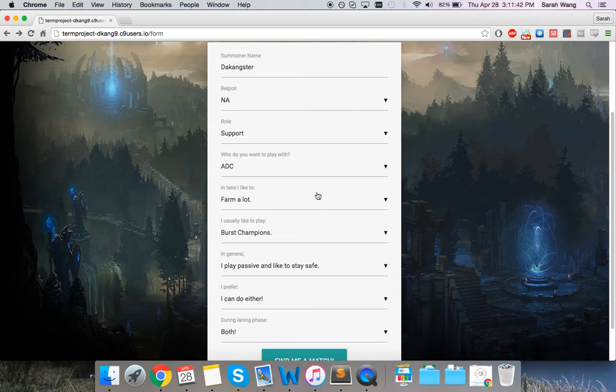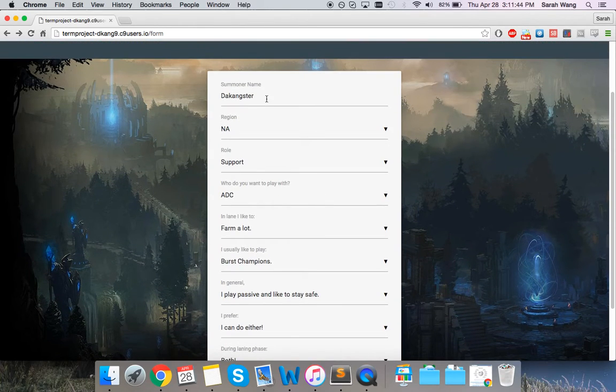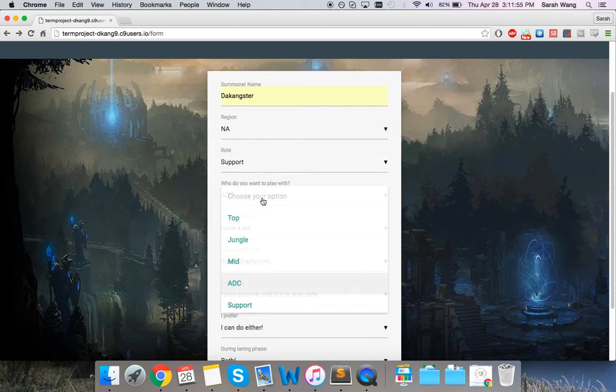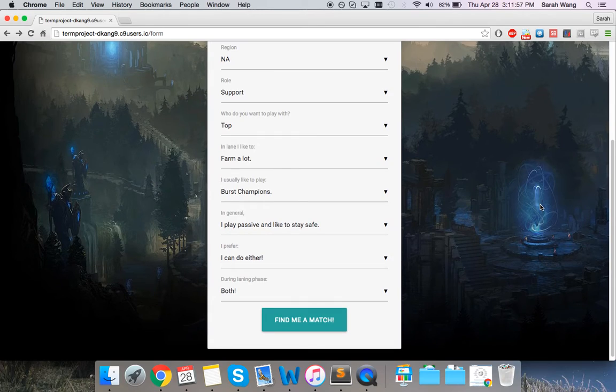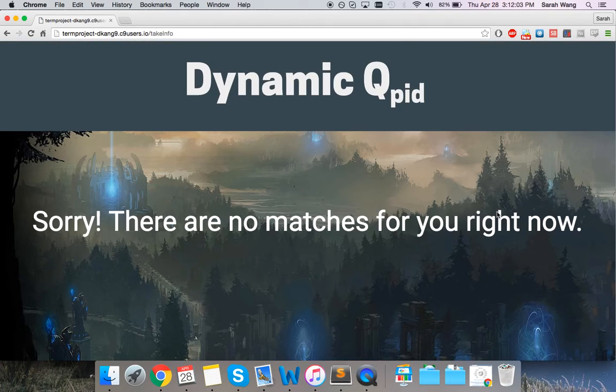If there isn't a match for you, let's say I'm looking for somebody that plays top lane, which in this case I specifically didn't put in any data that had any top laner so that we could see the specific scenario. If I try to find a match here, it'll actually say there are no matches, but your data will be inputted in, and so if a top laner ever comes in looking for a support, then they'll be matched to me based on how well we mesh together.